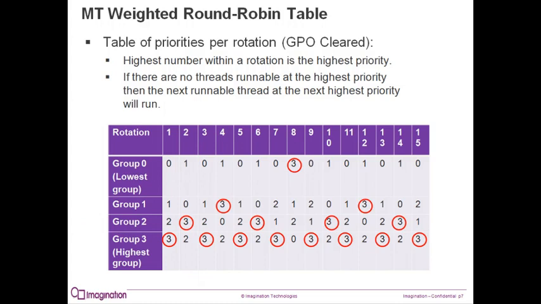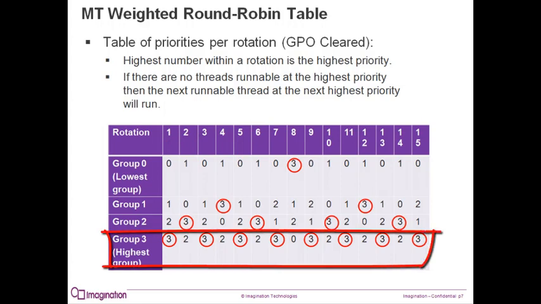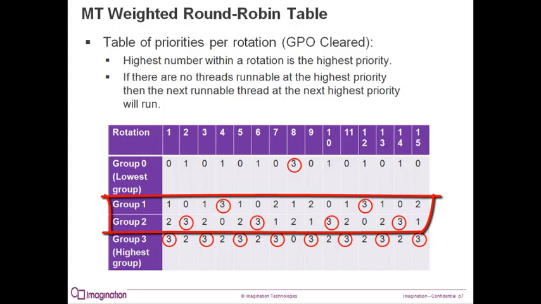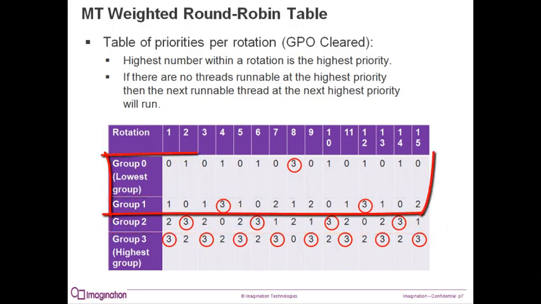To go through a full rotation cycle, it takes 15 rotations. Note, this is not processor cycles, as you will see on the next slide. After 15 rotations, you can see group 3 has the highest priority and could run twice as much as group 2, 8 times versus 4. Group 2 could run twice as much as group 1, 4 times versus 2, and group 1 could run twice that of group 0, 2 times versus 1.